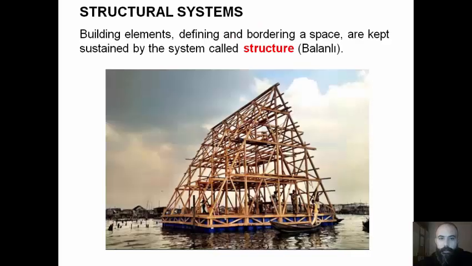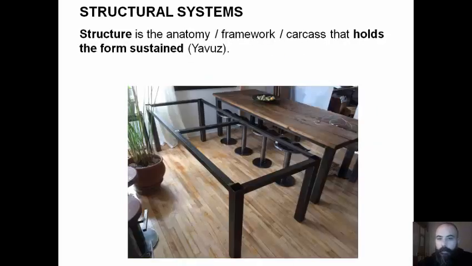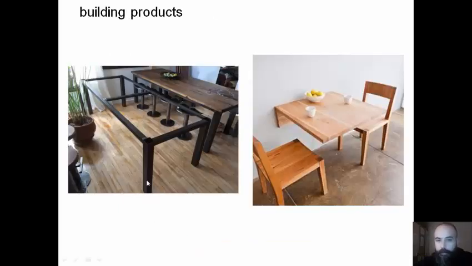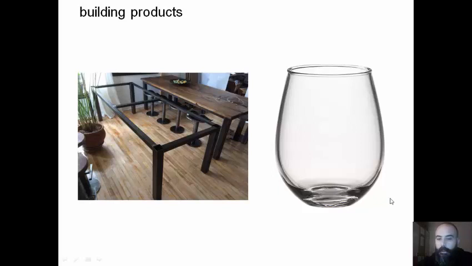Let's talk about structure. Building elements, which are defining and bordering a space, are kept sustained by the system called structure. Structure is the anatomy, framework, carcass that holds the form sustained. In some cases, it's possible to define and point out the structure as a separate object, like in this table. But in some cases, it's not possible to define it as a different object. The form itself is the structure also.